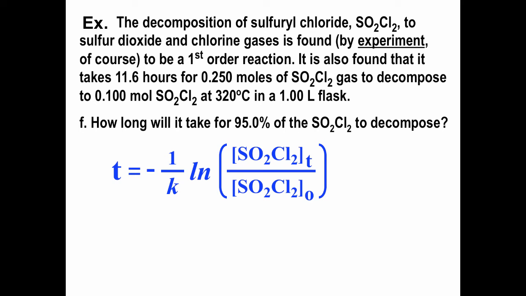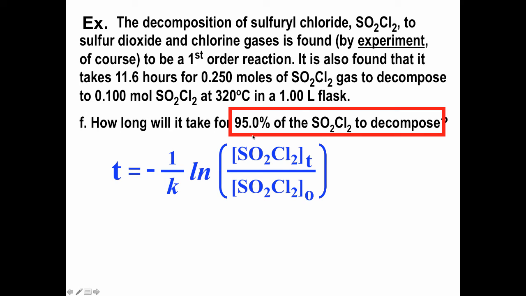There's our relationship. And now note that we have slightly different information than we've seen in the past. The question is, how long will it take for 95% of the SO2Cl2 to decompose? And we note that if 95% of it has decomposed, we have 5% left. The reason we want to do that is because this quantity, SO2Cl2 at time T, is the concentration or amount that is left after a certain amount of time has passed.